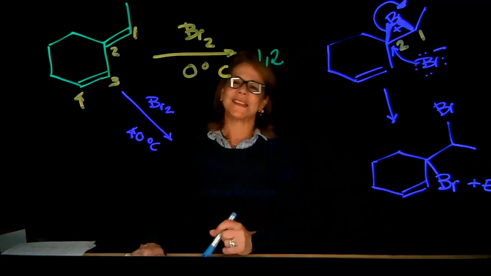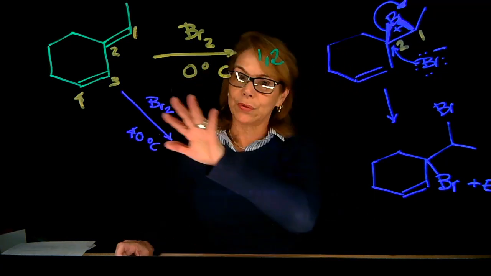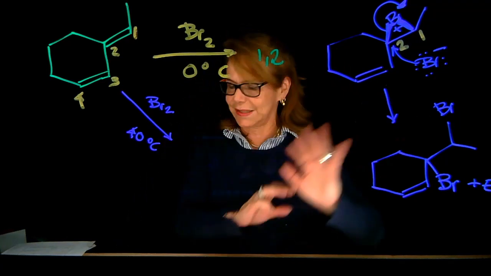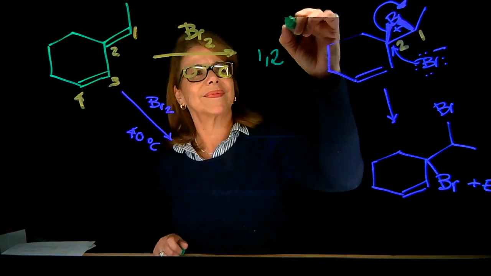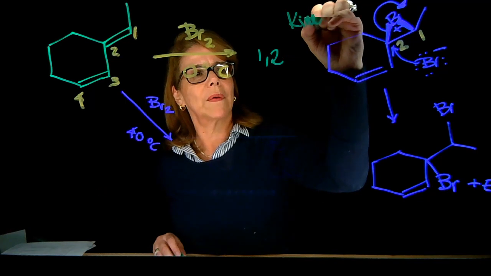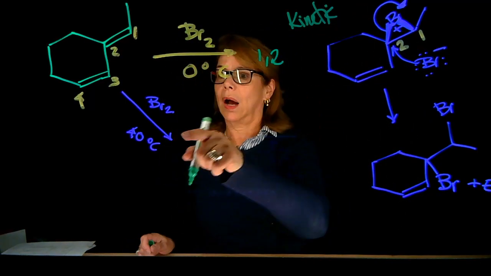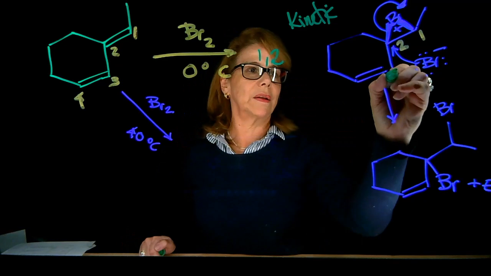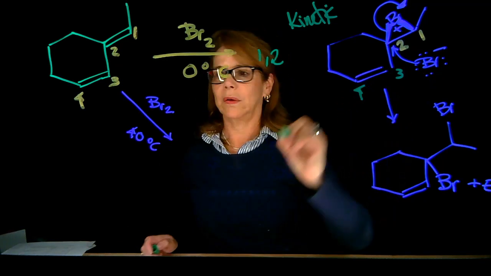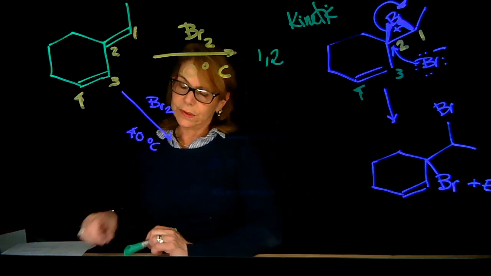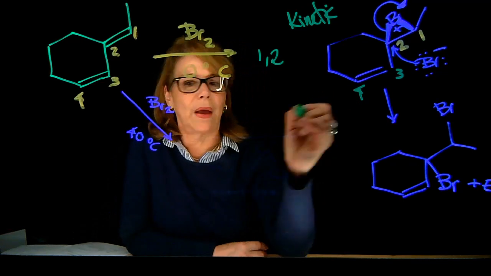Now, what happens under thermodynamic conditions? So that is the kinetic product, and you will have the 1,2. Now, under that condition, here you have 3 and 4. Those are the atoms. I'm going to start from that bromonium intermediate.